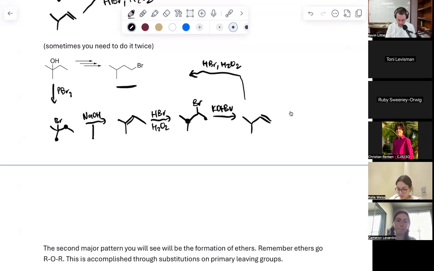Could I use potassium tert-butoxide here? No, because potassium tert-butoxide would give me that product, which doesn't help me, right? It would make the less substituted double bond. So that wouldn't be good. That wouldn't help me get my bromine where I want it to go. BH3, sodium hydroxide, H2O2 is only used when you want to add an OH, and we will get to that.